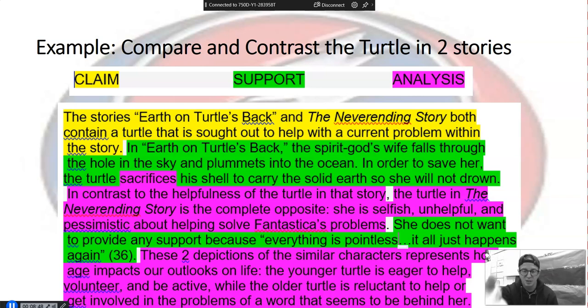Sacrifices. This writer interprets the turtle's action as an action of sacrifice, even though sacrifice is never used in the story. All right, the turtle in Never-Ending Story is interpreted as being selfish, unhelpful, and pessimistic, even though those words were never used in the story. Okay, this is the writer giving us her interpretation and writing it in a way so we understand it. That's the way your paragraphs should look.